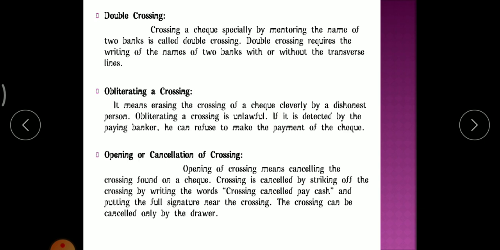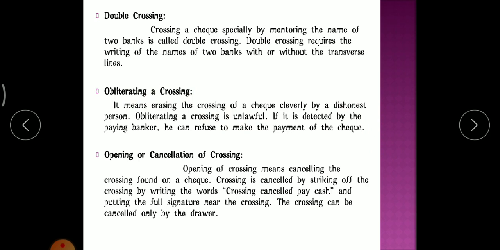Though obliterating a check is unlawful, if it is detected by the paying banker, first and foremost, the bank will refuse to make the payment of the check. Next, what will they do? The bank will call the manager, and the manager will again call the police officers and all, because obliterating a check is unlawful. It's illegal. Clear now? What is obliterating a check? It is nothing but erasing the crossing of a check clearly by any dishonest person.